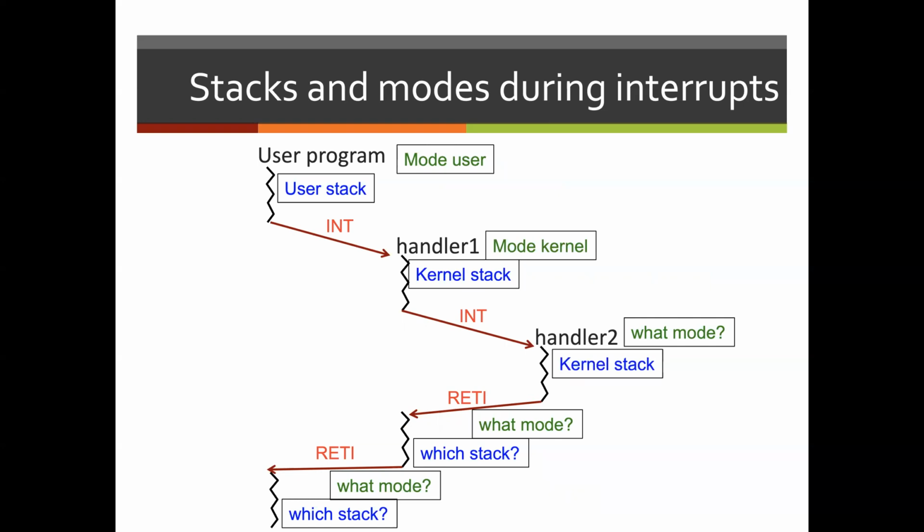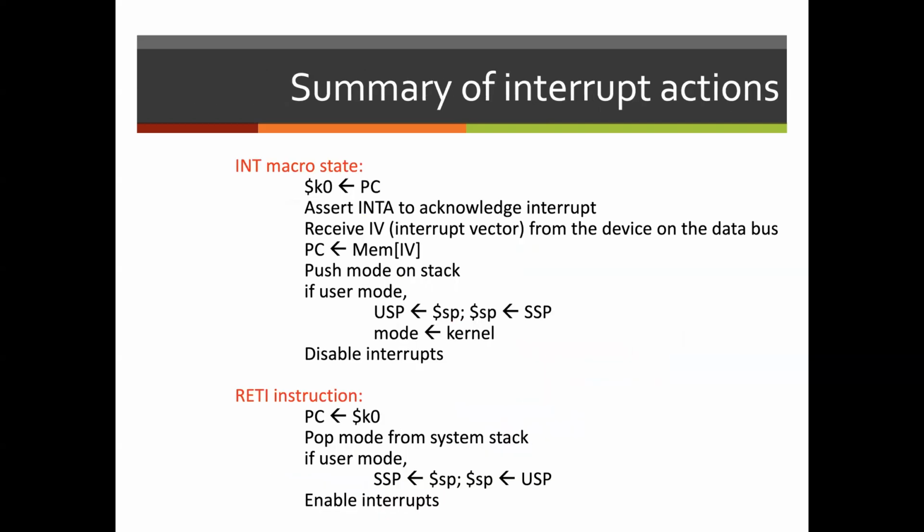And then if we have another interrupt, we'll still be on the kernel stack, and it's going to be in kernel mode. Then if we return from our interrupt, we're still on the kernel stack in kernel mode. And then we do another return from our first interrupt. We return to the user stack, and now we're back in user mode. And so this represents a number of different changes that are required.